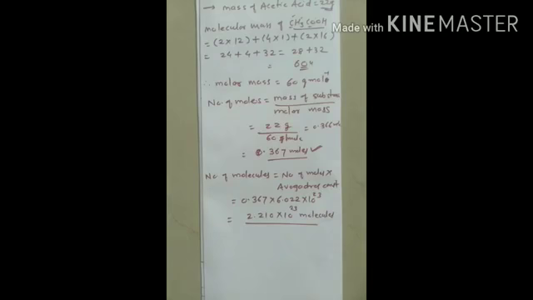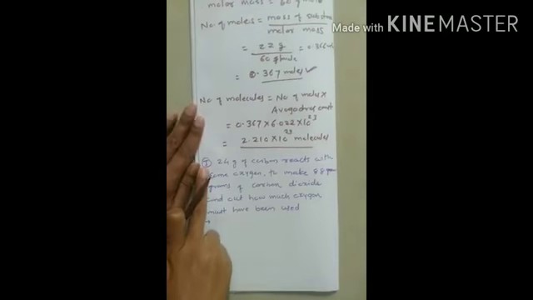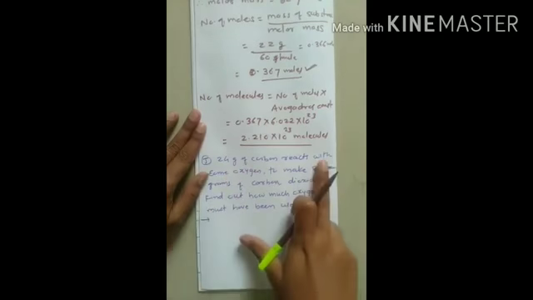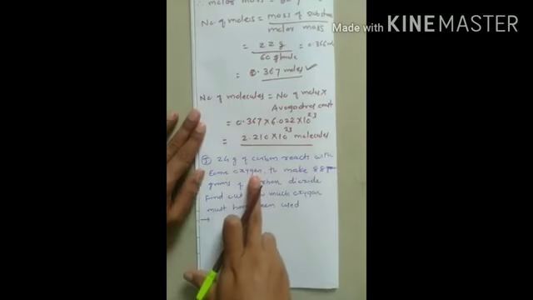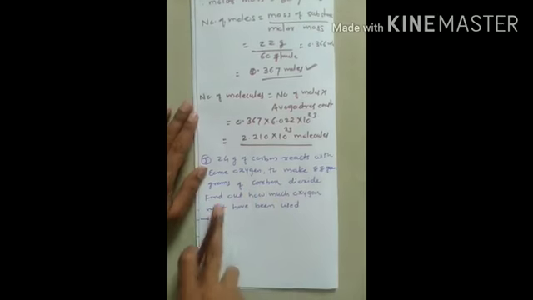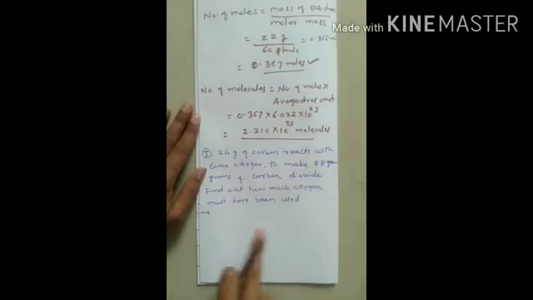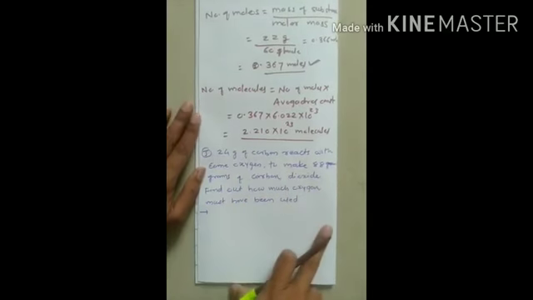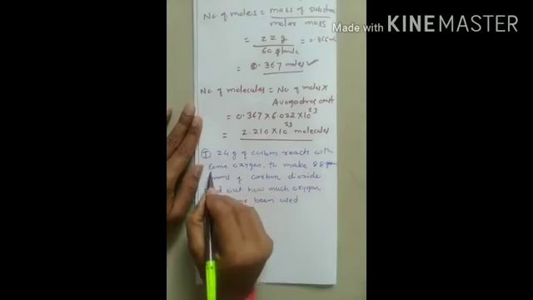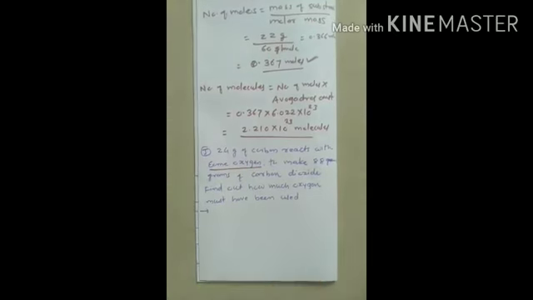question number J. Okay, so next question is question number J, and the question is like this: 22 gram of carbon reacts with some oxygen to make 88 grams of carbon dioxide. We have to find out how much oxygen must have been used. Means we have to find out the total amount of oxygen used in this reaction. So here, some oxygen means we have to find out the quantity of oxygen, isn't it?